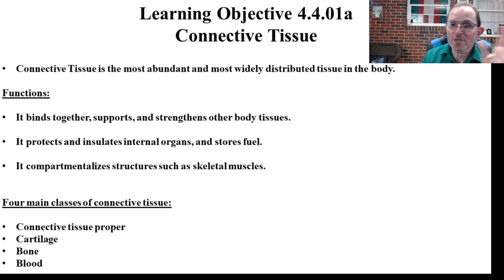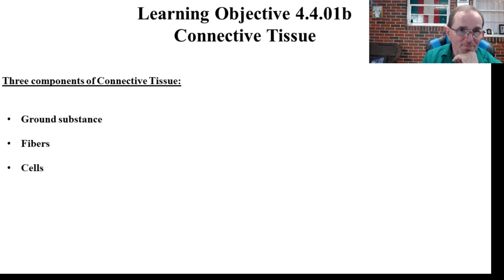So there's 4 main subdivisions of connective tissue. The connective tissue proper, which is going to be loose and dense, is its subdivisions. Cartilage, there's 3. Bone and blood; there's bone, there's 2. There's spongy bone and compact bone. And then blood is just kind of all by itself. So let's go to the next slide.